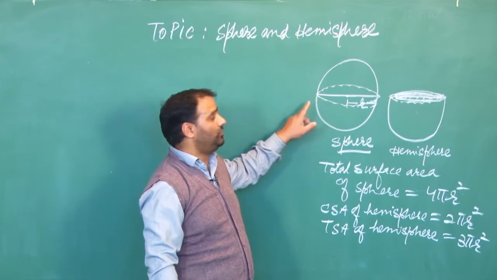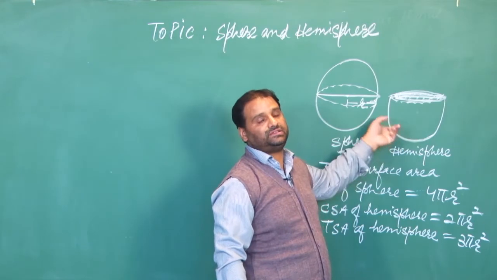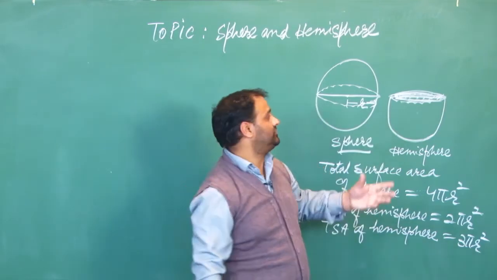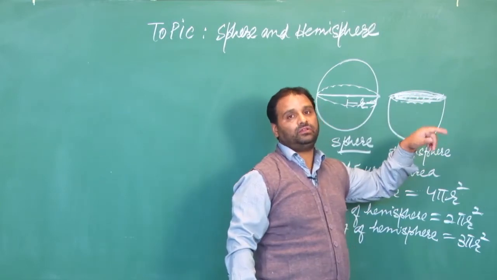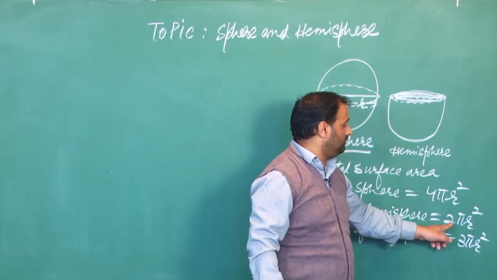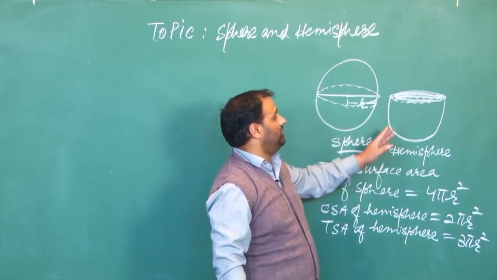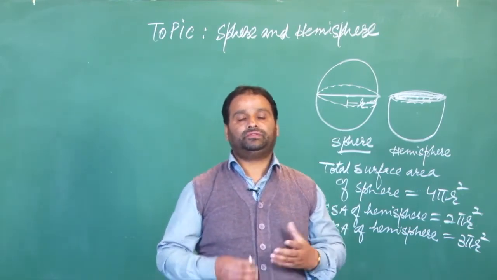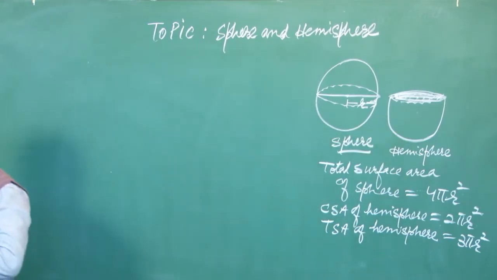So one should understand that the curved surface area or the total surface area of a sphere is the same, 4 pi r square, and the curved surface area of a hemisphere is 2 pi r square, whereas its total surface area is 3 pi r square, because the circular top gets exposed while cutting it. The area of a circle is pi r square. If we add 2 pi r square with the area of the circle pi r square, we get 3 pi r square. So we can now do different types of questions related to sphere and hemisphere. Let us take a few questions.